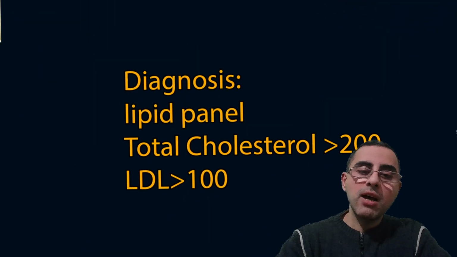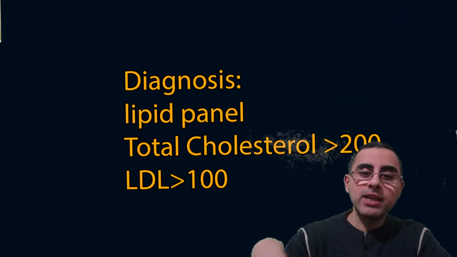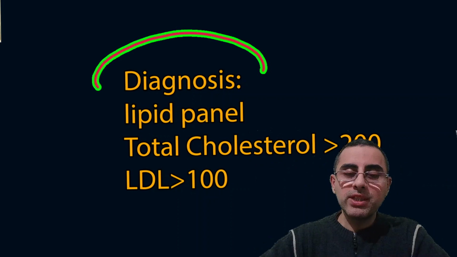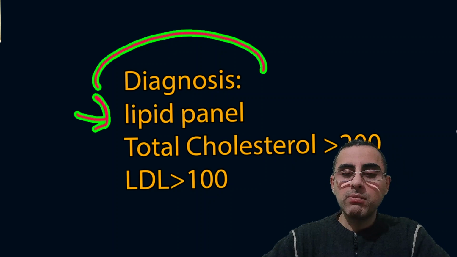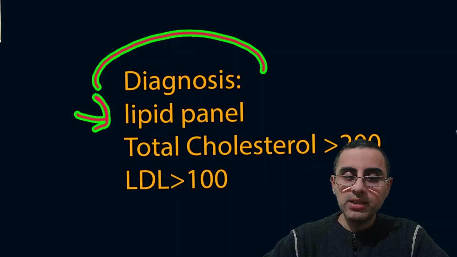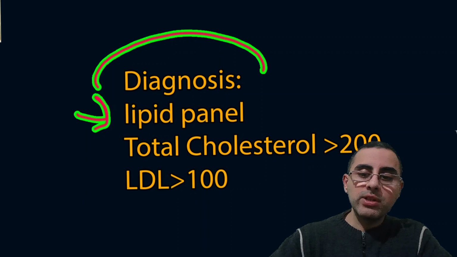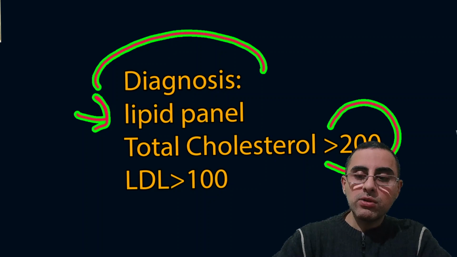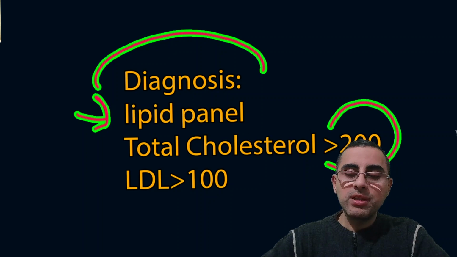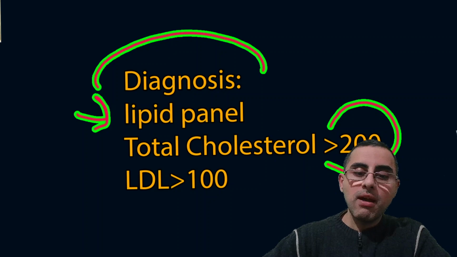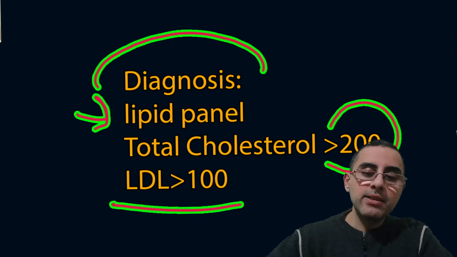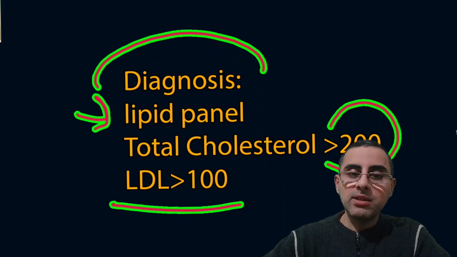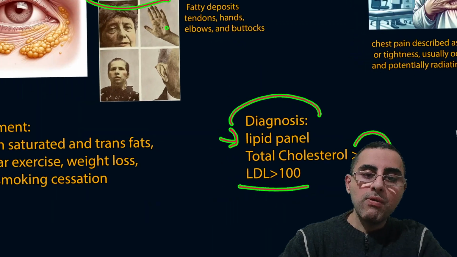Now let's say, how can we diagnose high cholesterol level? The first and most important test is the lipid panel test, and during the lipid panel we determine total cholesterol, LDL, HDL, and triglycerides. If total cholesterol is more than 200, it is usually considered high, and it increases heart disease risk. And if LDL level is more than 100, it also increases the risk of heart disease.